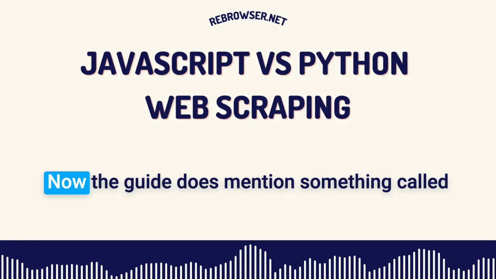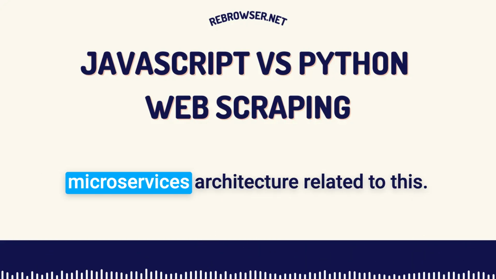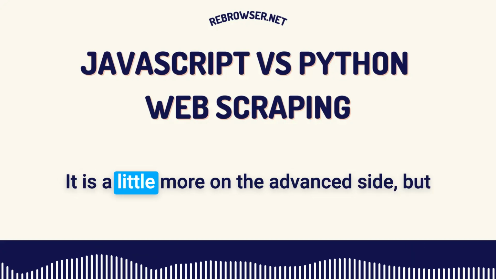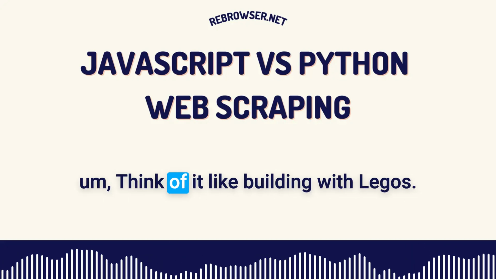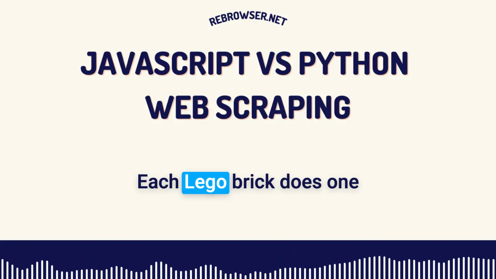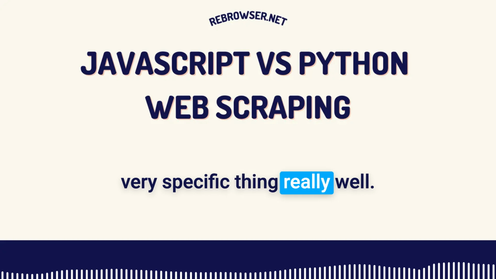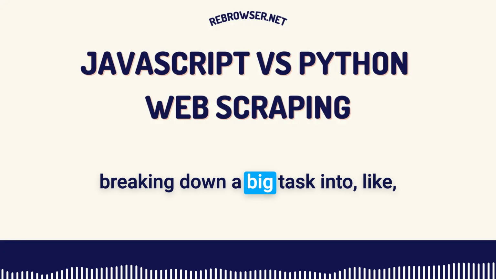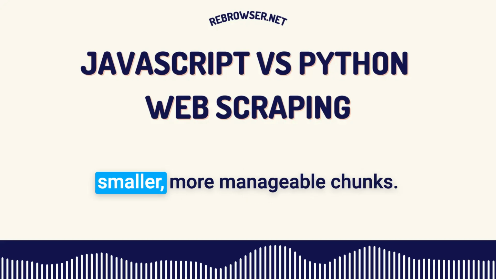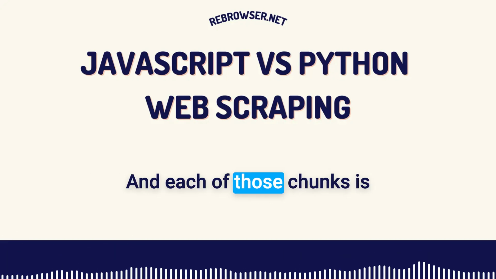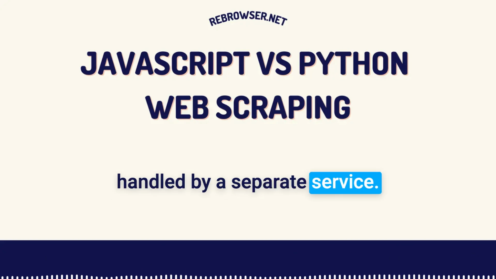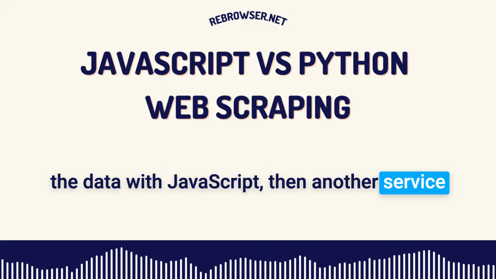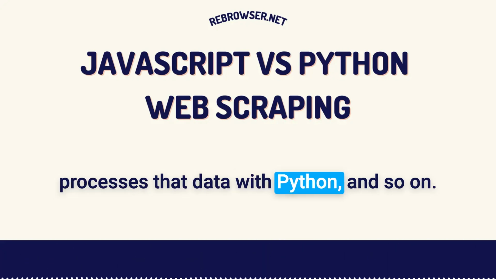I like it. Now, the guide does mention something called microservices architecture related to this. What is that exactly? That sounds kind of technical. It is a little more on the advanced side, but think of it like building with Legos. Each Lego brick does one very specific thing really well. Okay, I'm listening. So with microservices, you're basically breaking down a big task into smaller, more manageable chunks. And each of those chunks is handled by a separate service. So you might have one service that scrapes the data with JavaScript, then another service processes that data with Python, and so on.